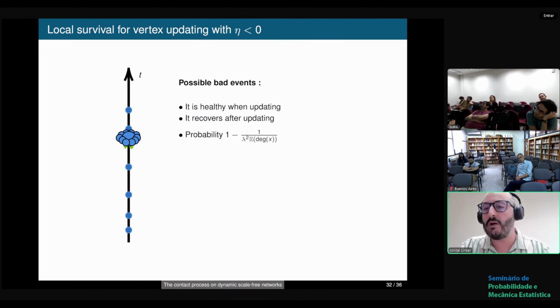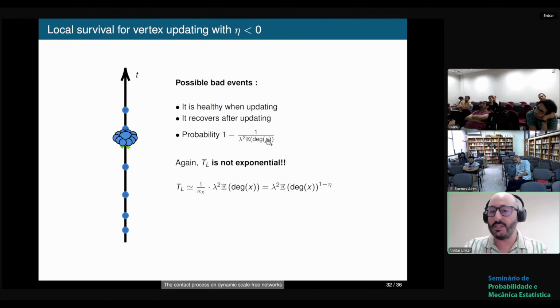If you take into account everything here, the probability of surviving an updating is this one. And of course, the number of times that you can survive is just going to be a geometric random variable. So again, what you find is that the local survival time is not exponential, but linear. And here you have this lambda squared times expected degree to the power of 1 minus eta, which is somewhat different than before, in which there was 2 eta. But the reason it is different is because the nature of what is happening is varying.